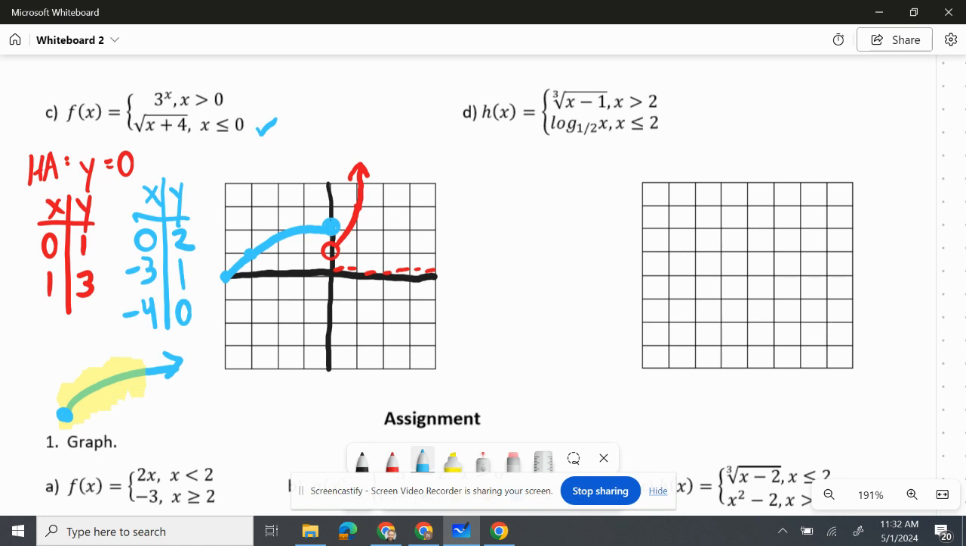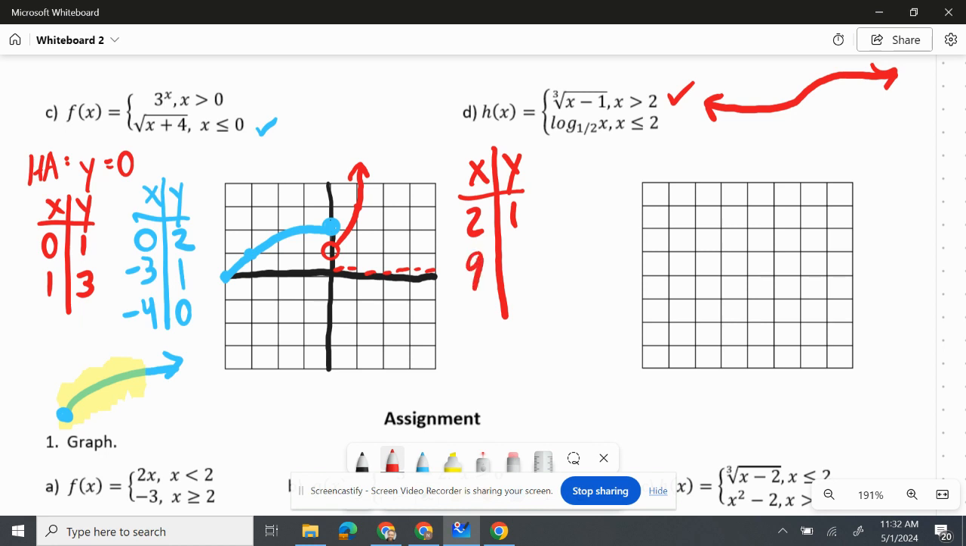Letter D, we see it's another cube root. So in my mind, this is what it looks like. I start off with the 2, and 2 minus 1 is 1, and the cube root of 1 is 1. Now, this one's kind of tricky because the next cube root that I know is 8, and so I'm going to plug in a 9 because 9 minus 1 is 8. Cube root of 8 is 2.